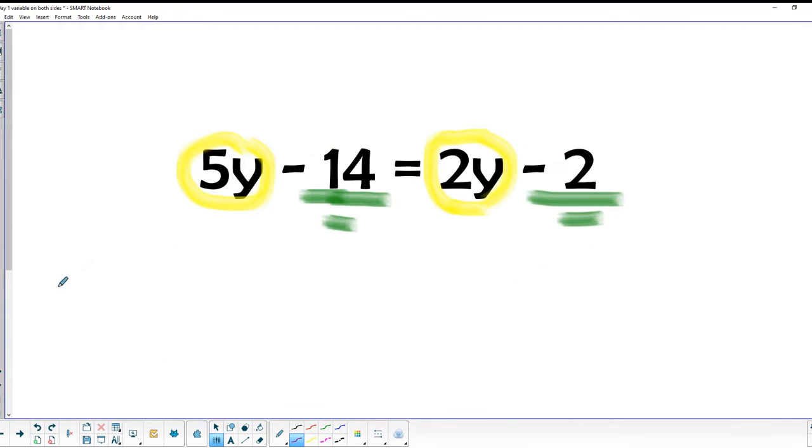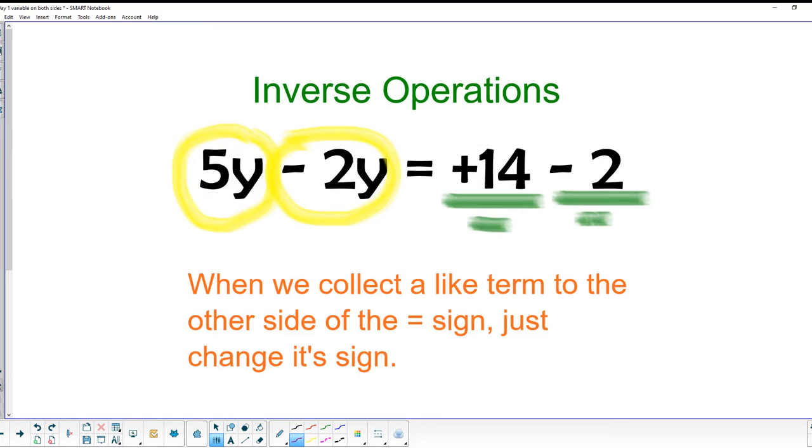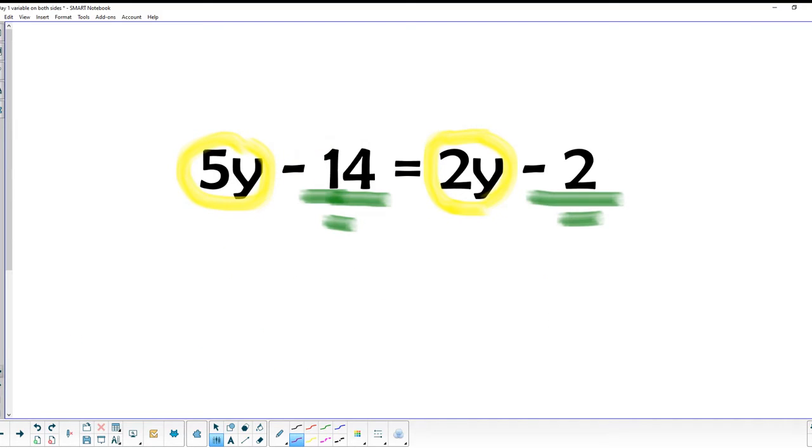So here's an example problem. Now I have circled or underlined the like terms. We have a 5y on the left side and a 2y on the right side. So there's something that you need to understand, and that is that you can collect the like terms on either side by simply moving whatever term you need across the equal sign. All you have to remember is if you move a term like 14 across the equal sign, it becomes its opposite. Or if you move negative 2y across the equal sign, it becomes its opposite. So let's show you what we did.